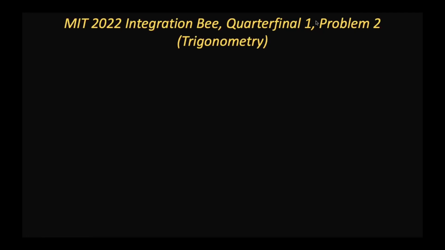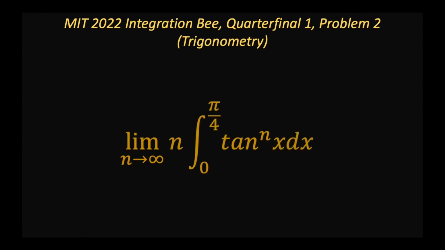Here at Everyday Mathematics, we enjoy solving the harder problems, but we also appreciate and see the beauty in the simpler problems. Today's problem comes from the MIT 2022 Integration Bee Quarterfinal number 1, problem number 2. The problem is: the limit as n tends to infinity of the product of n and the integral of tan to the power n of x from 0 to pi over 4. This is a very interesting problem, and it's my hope that you'll also enjoy the solution that we propose here today.